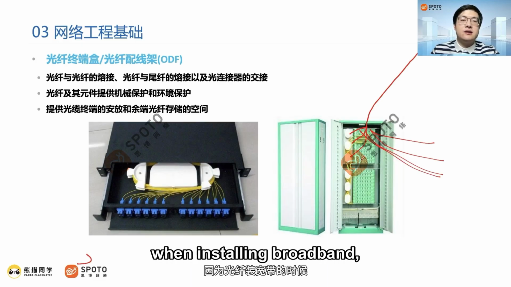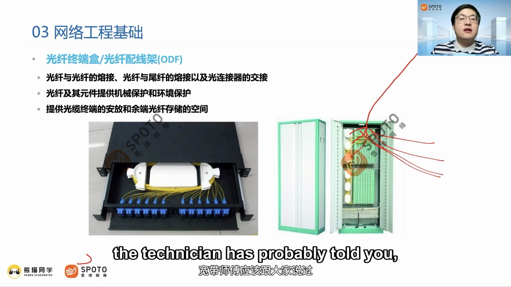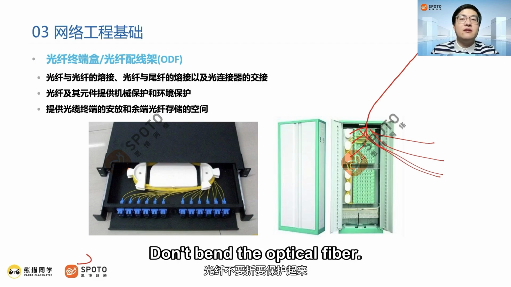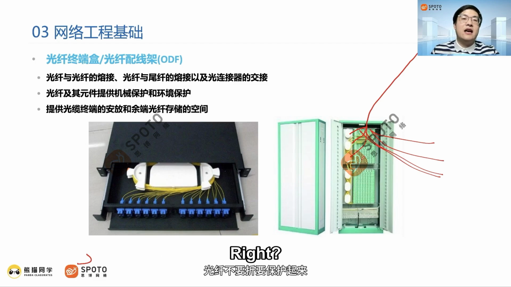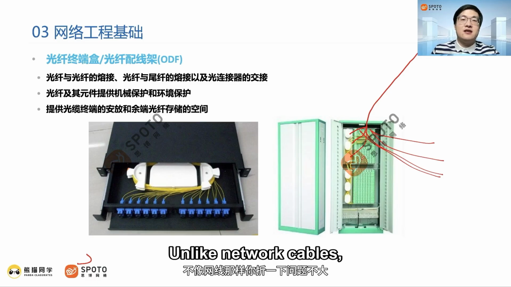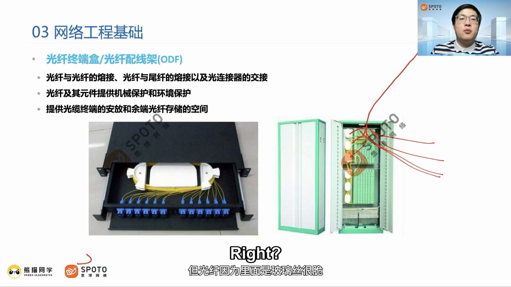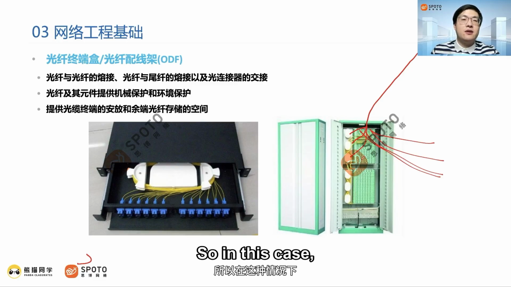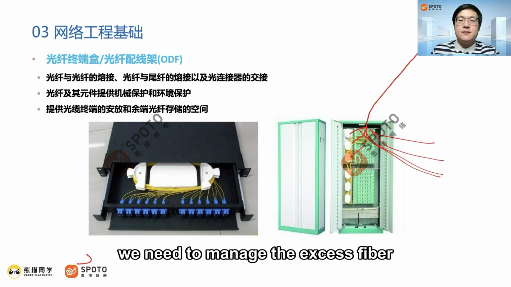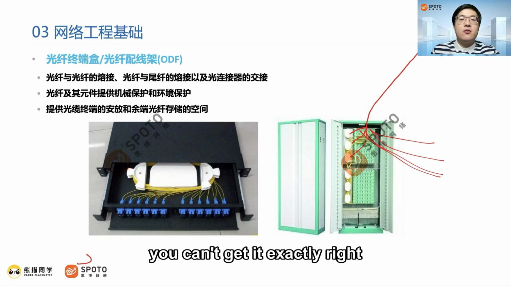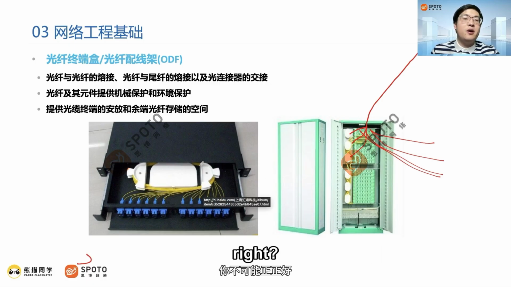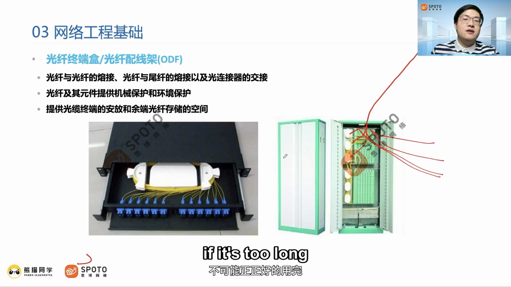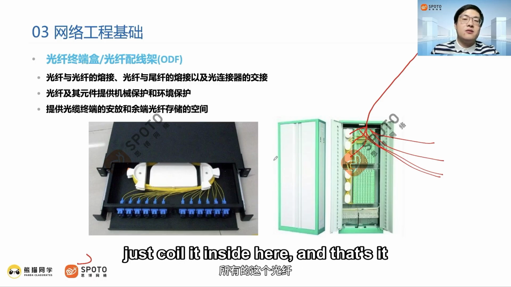Because with optical fiber, when installing broadband, the technician must not bend the fiber. You can't bend it, unlike network cable, where a slight bend is fine. It's very brittle. Don't bend it randomly. So in this case, we need to manage the excess. You can't get the length exact, and if it's too long, just coil it inside, so it's used like this.